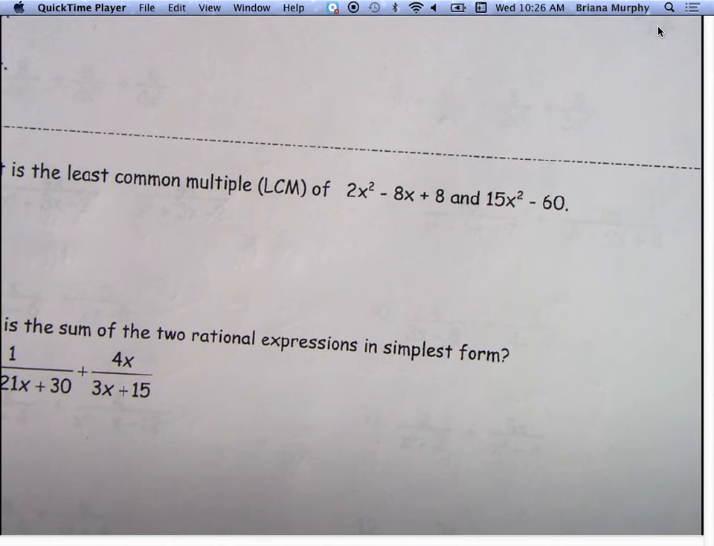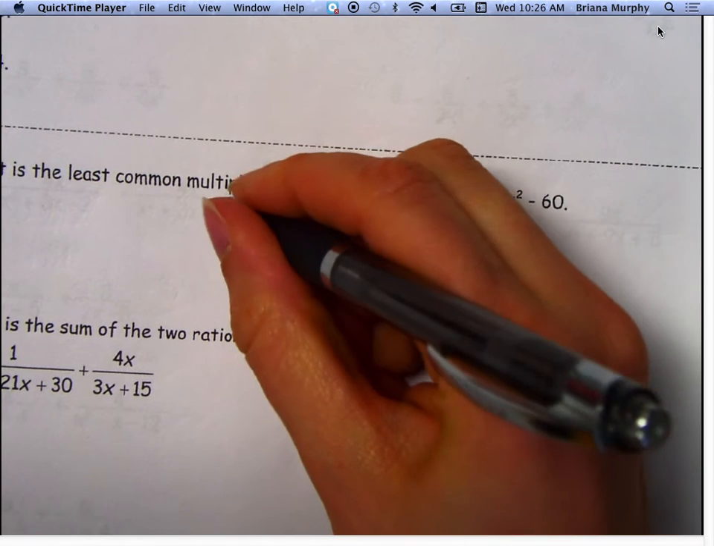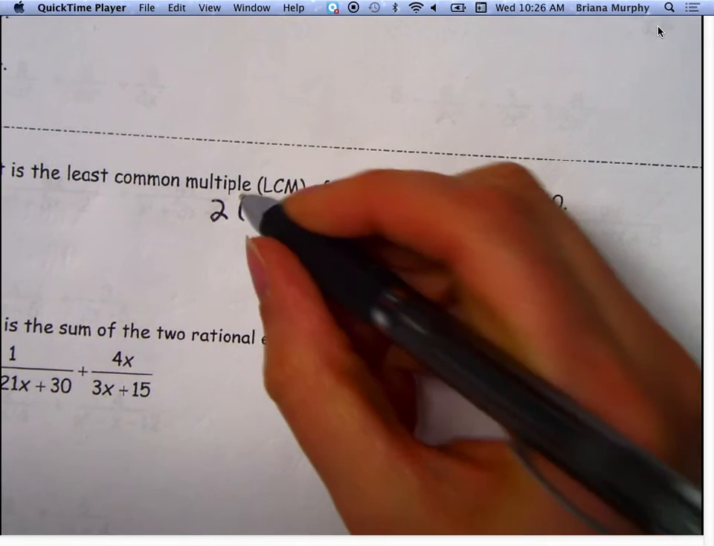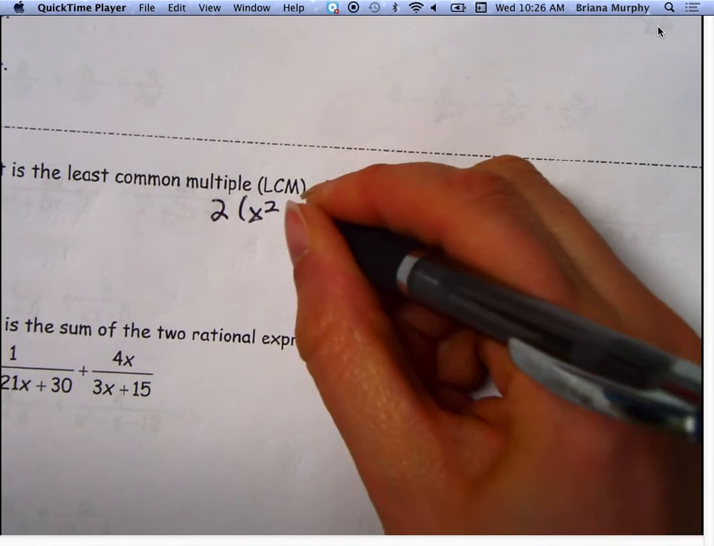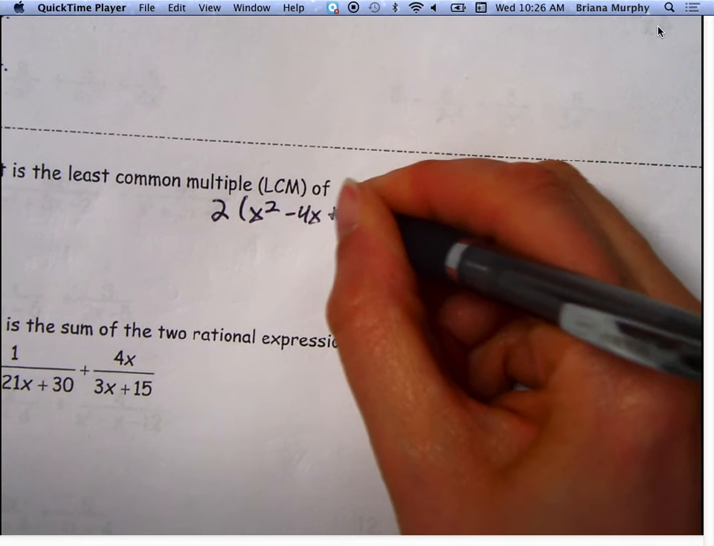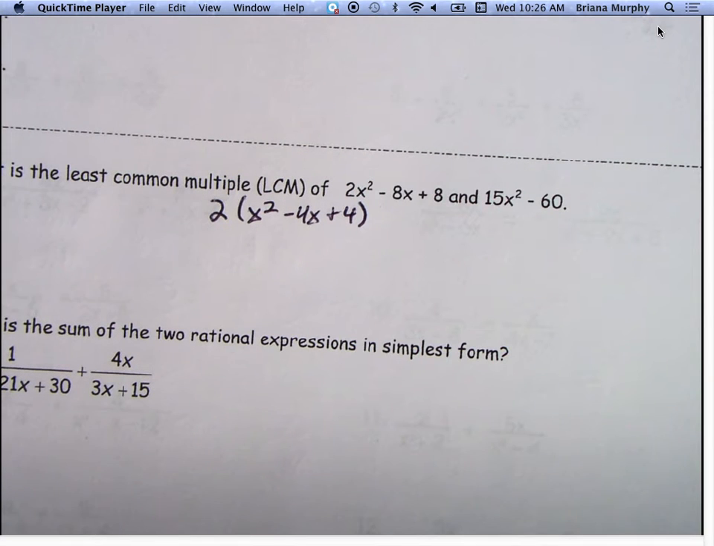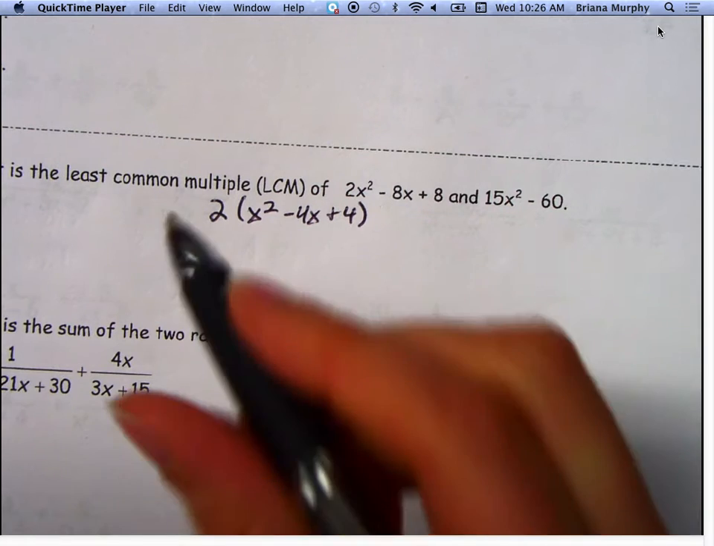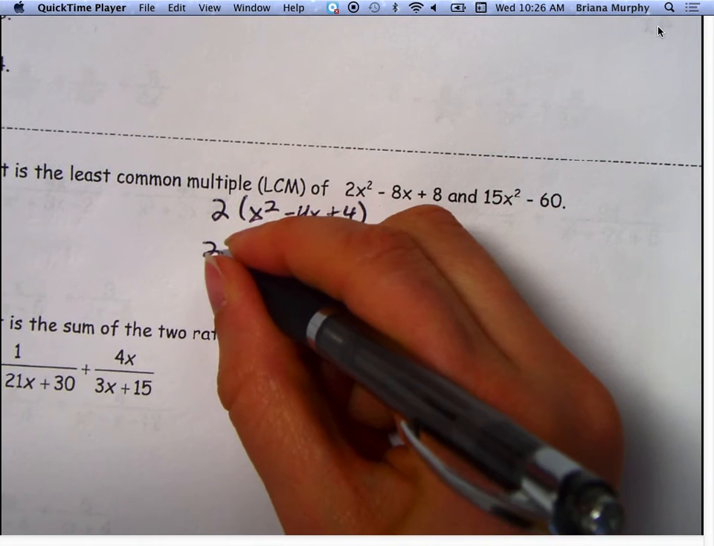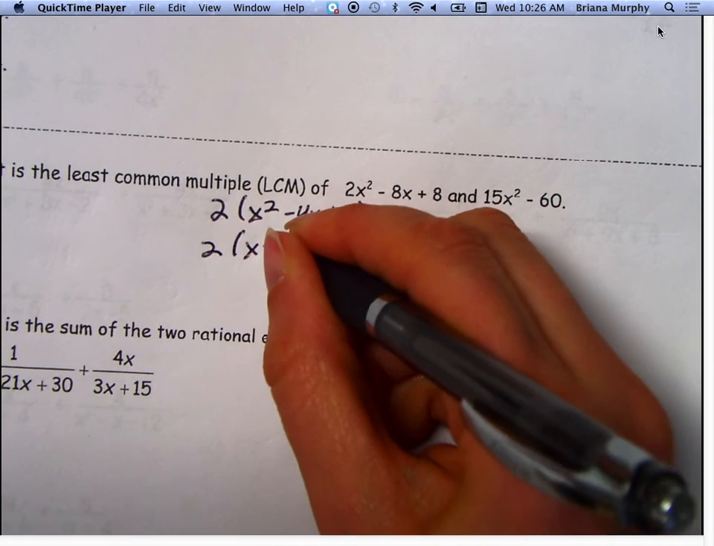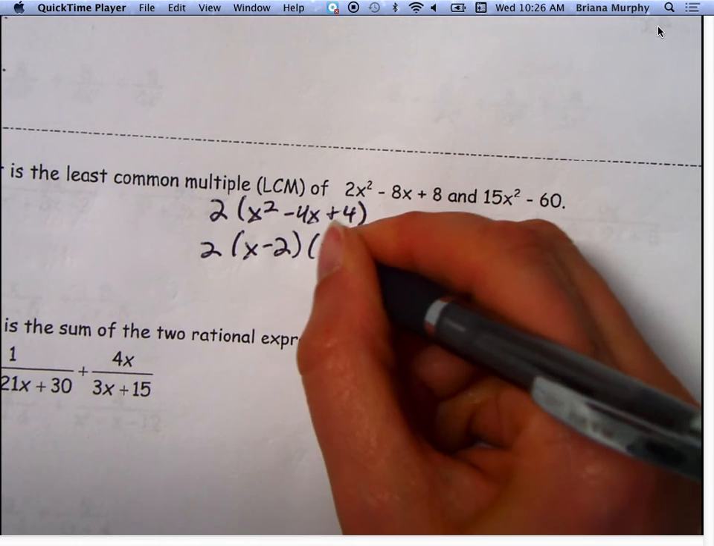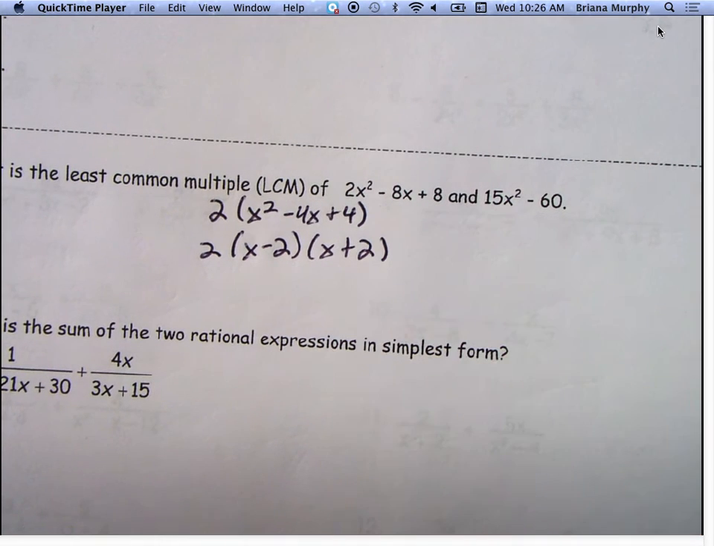First thing we're going to do is look at the first one and factor out a 2. So that leaves me with x squared minus 4x plus 4. Okay. Now, let's factor x squared minus 4x plus 4. And we get 2 times x minus 2 times x plus 2. Right? That's as far as we can go. Okay, let's do the next one.